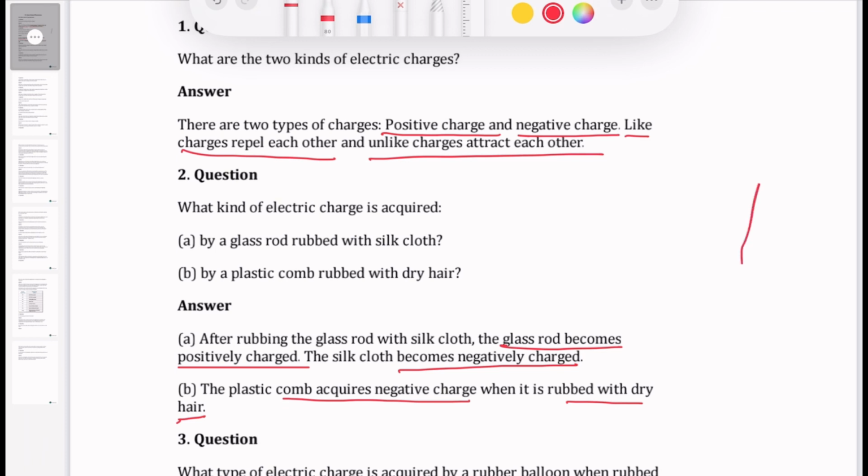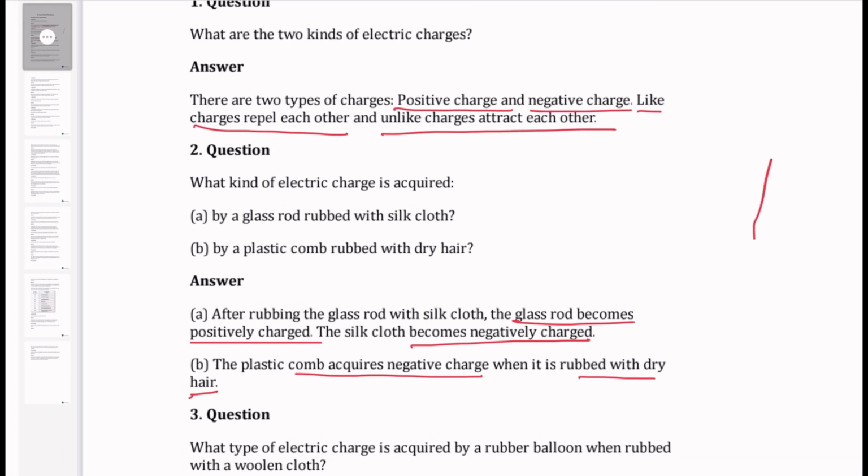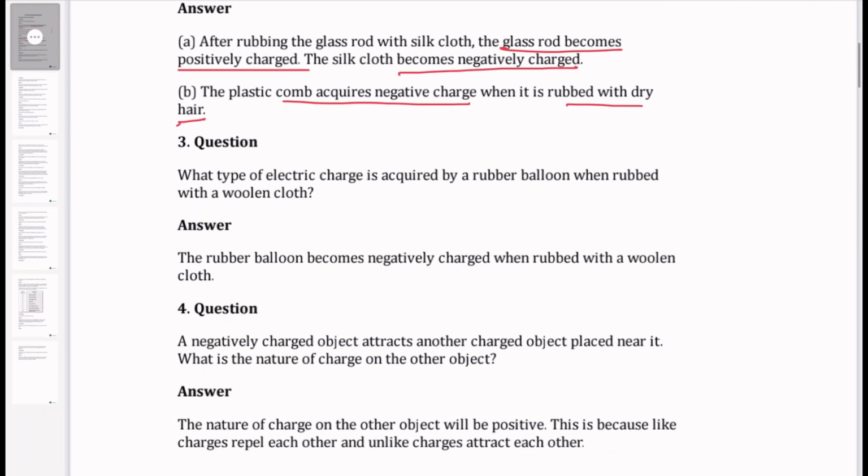So the next question, what type of electric charge is acquired by a rubber balloon when rubbed with woolen cloth? When rubbed with the woolen cloth, the rubber balloon becomes negatively charged. So these are the negative charges which pass to the rubber balloon.